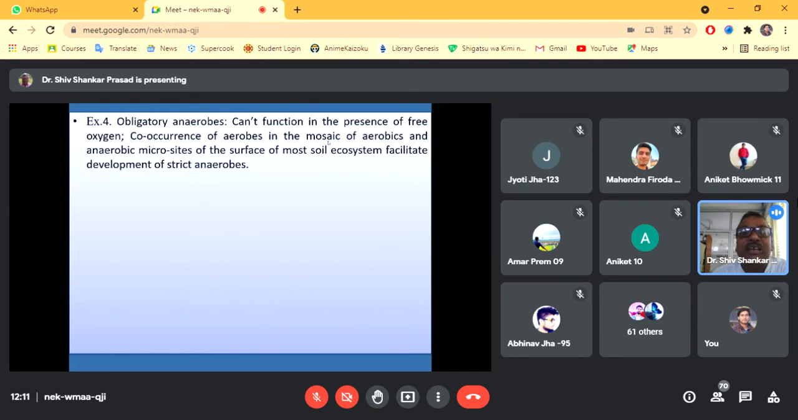Okay, like Azotobacter. Azotobacter is one of the microbes which have a very fast respiration rate. They require very much organic carbon for their food. But due to respiration, they develop an anaerobic environment in the microatmosphere, and that microatmosphere is utilized by the obligatory anaerobes. So they cannot function in the presence of free oxygen, but the co-occurrence of aerobes in the mosaic of aerobic and anaerobic microsites on the surface of most soil ecosystems facilitates development of strict anaerobes.